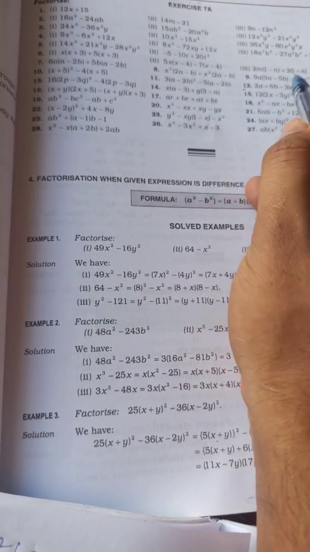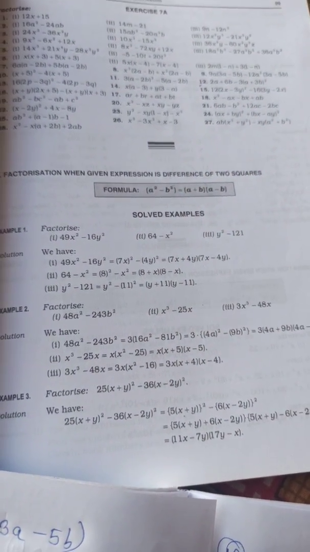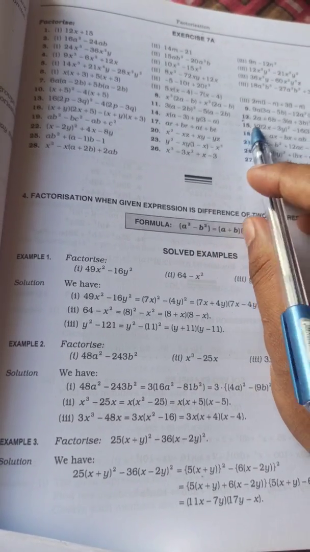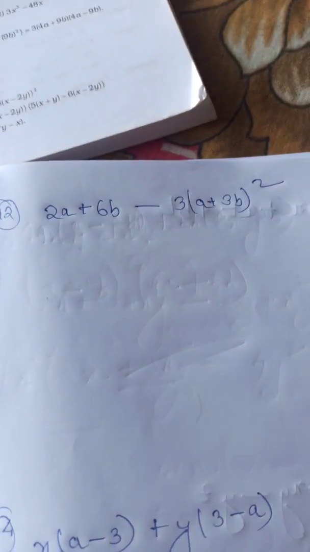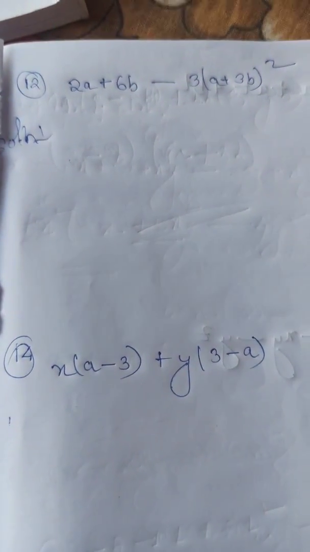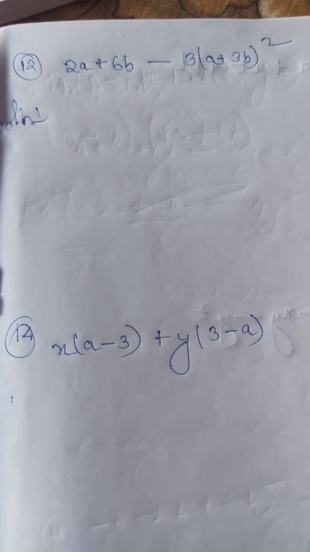12, okay? So 12, what is there? 2a plus 6b minus 3 into (a plus 3b) whole square. So this is the question you can see from here. Question number 12. See what it is here. If you don't understand any line or any step, you can ask me.